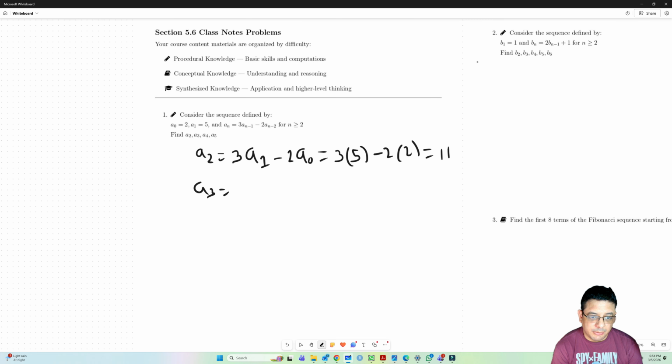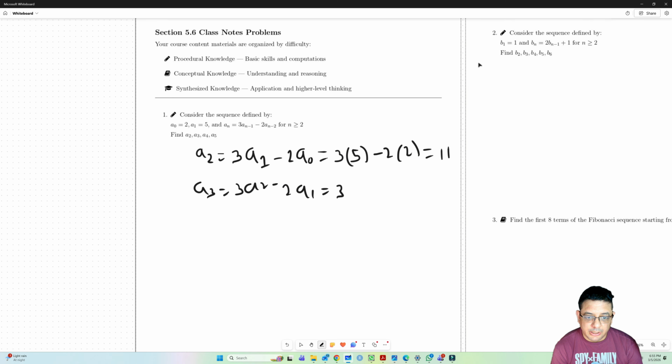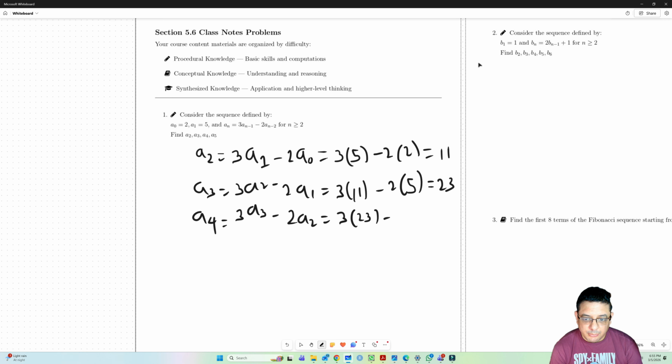Now a3 is going to be, in the same way, 3a2 minus 2a1. And so we're going to have 3 times 11 minus 2 times a1, which is 5. And so now we have 33 here minus 10, so it's going to be 23. Now a4 follows the same rule, 3a3 minus 2a2. So this is going to be 3 times 23 minus 2 times a2, which is 11. And so at this point, this is 69 minus 22, and this is just going to be 47.